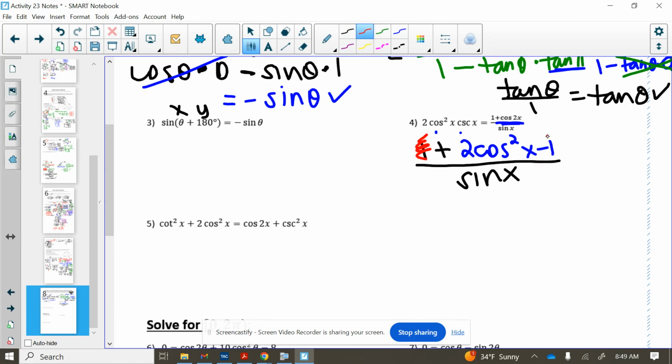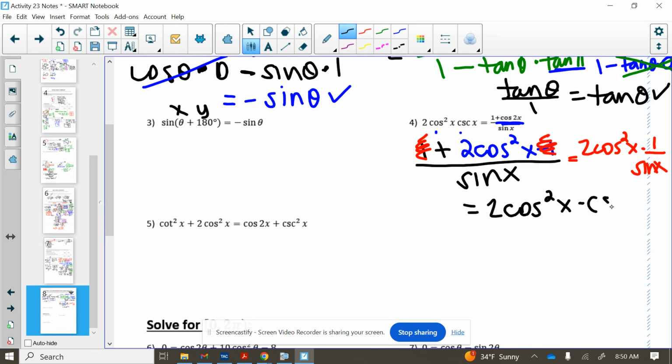We have 1 minus 1, so that becomes 0. And then officially this looks like 2 cosine squared, and that sine is in our denominator, right? Well, we can rewrite that as a cosecant in our numerator. Move it up to the top using the reciprocal identity. So we get that final answer of 2 cosine squared x times cosecant of x.